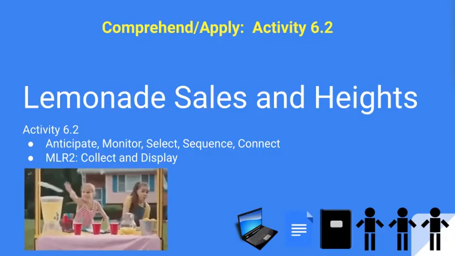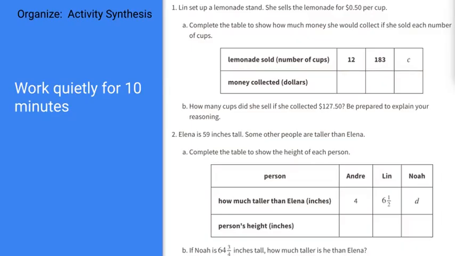All right, let's do some lemonade sales. So let's complete this table. She sells each cup of lemonade for 50 cents. So how much is each one of these parts? Well, if you sell 12 cups, that would be $6, right? Yep. What about 183 cups?